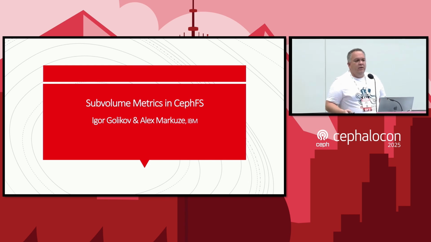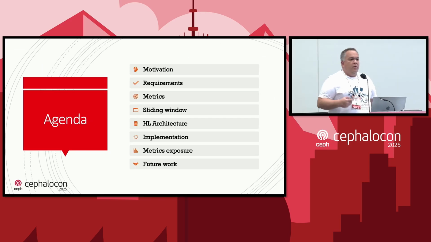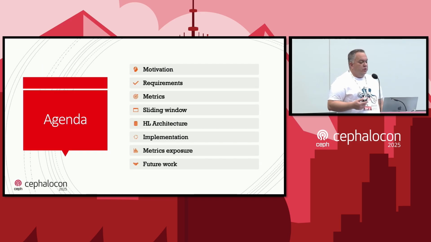So it's a new metric that we have introduced in the latest release, which basically reflects the state of the subvolumes and the operations, the activity of the subvolumes in the Ceph cluster. So we'll talk a little bit about the motivation, and then we move to requirements and discuss the actual metrics that we collect. I will explain the sliding window approach that we picked for the metric life cycle.